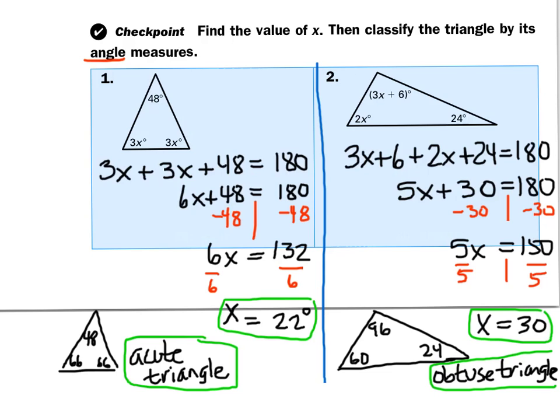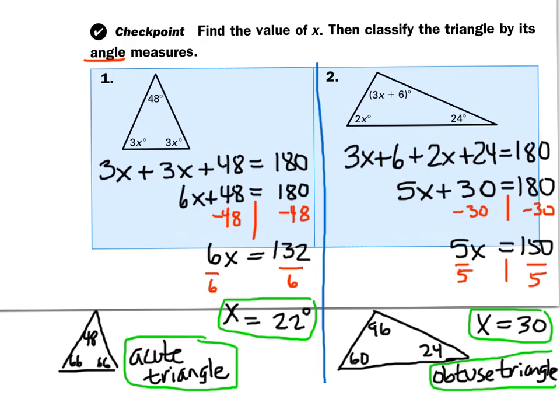Okay, take a look at number 2. I'm using the angle sum property, so 2x plus 3x plus 6 plus 24 has to equal 180, so I wrote it out. Then combine like terms: 3x plus 2x makes 5x, and 6 plus 24 makes 30. So I subtract 30 on both sides of the equation, and I get 5x equals 150. Then to get rid of the 5, we divide both sides by 5, so x equals 30.